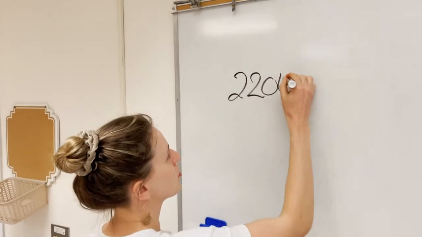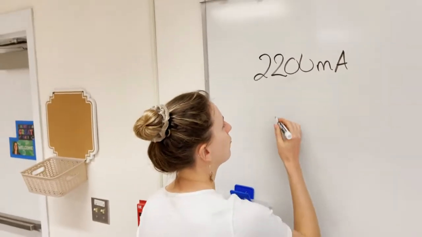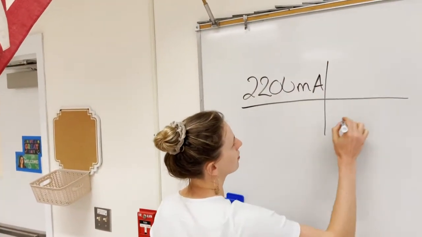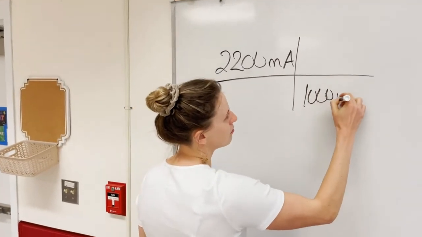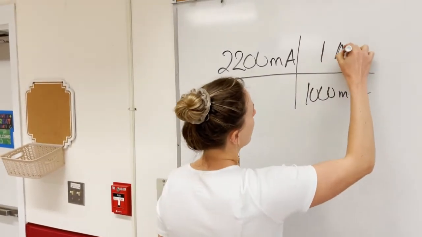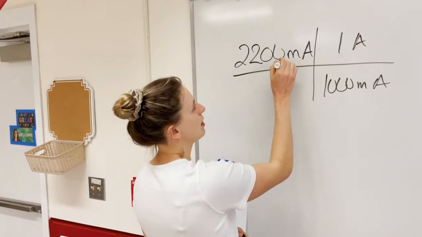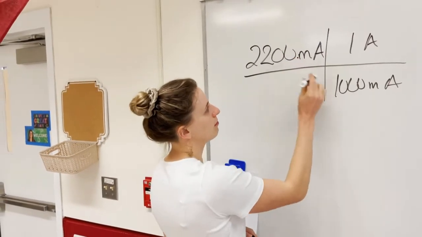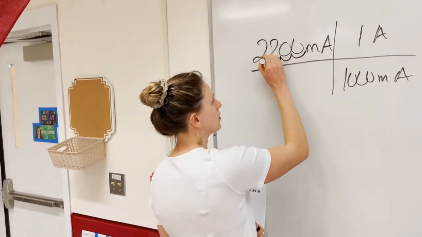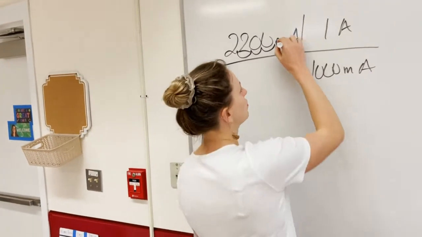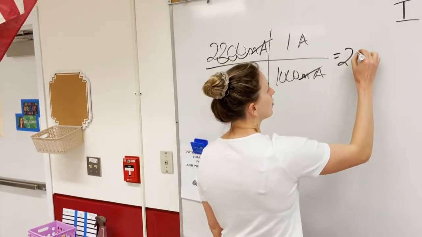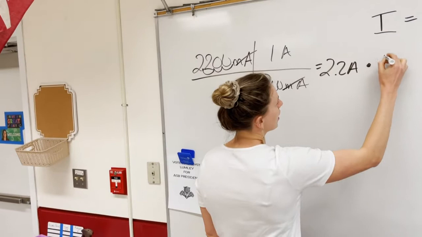Okay, so I have 2,200 milliamps. For my people who like to see the math, 1,000 milliamps is 1 amp. I won't ask you to do something like this on a test, but when we divide by 1,000, we get 2.2 amp hours. Amp times hours.